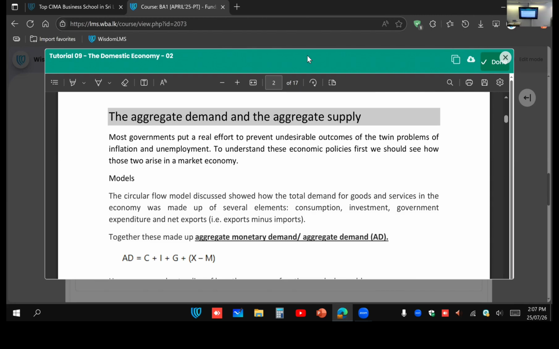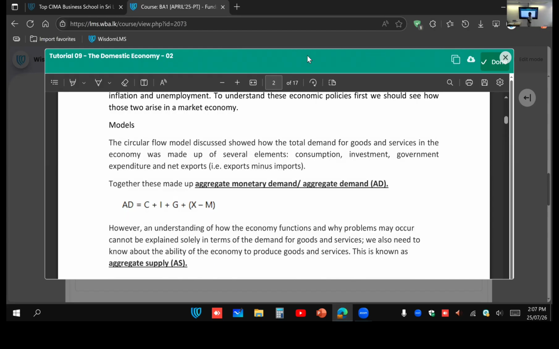Growth, balance of payments. In any economy, there are 4 major pillars: growth, inflation, unemployment and balance of payments. That is what every government is trying to control. Every government is trying to control these 4 pillars. To understand these economic policies, first we should see how the twin problems arise in a market economy.